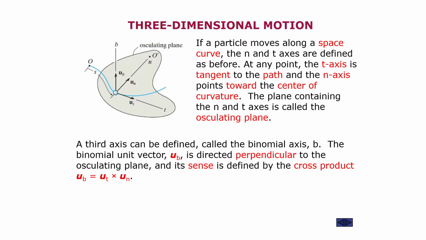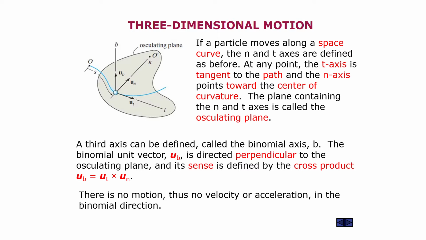So it is directed perpendicular to the osculating plane. The first plane that we have is at n and t. So b is always perpendicular to the osculating plane, and its sense is defined by the cross product of ut and un. There is no motion, no velocity or acceleration in the binormal direction. If there is no motion in the z or the b direction, then there will be no velocity and acceleration in that direction.